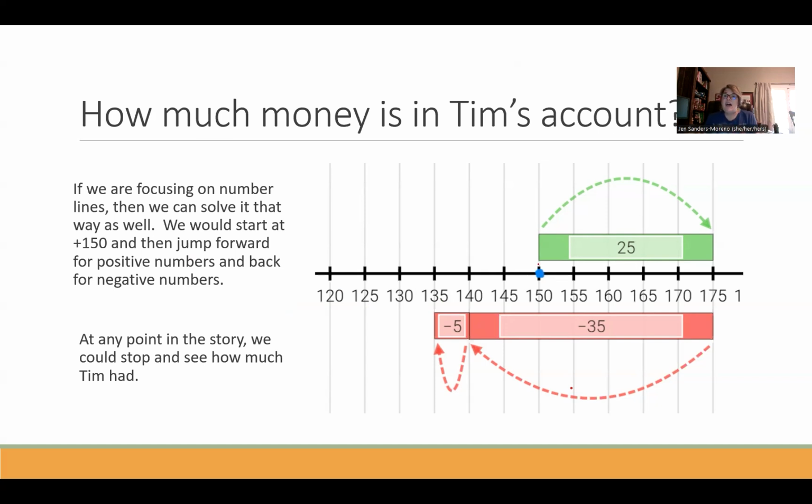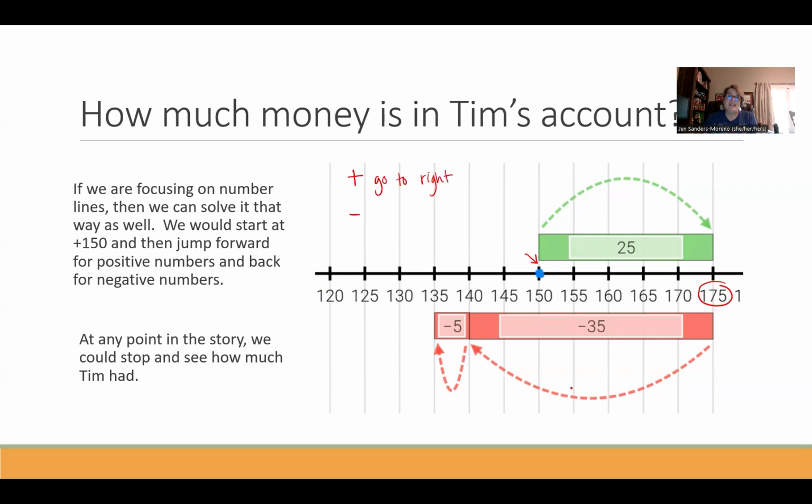So you can see that this is Tim's initial amount that he received from his mom and got deposited into a bank. Then he had another $25 that also got deposited. So here we have 150. If I add 25, we are landing at 175. Okay. So any positives are going to go to the right.